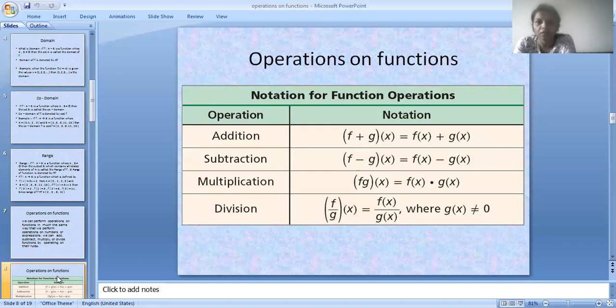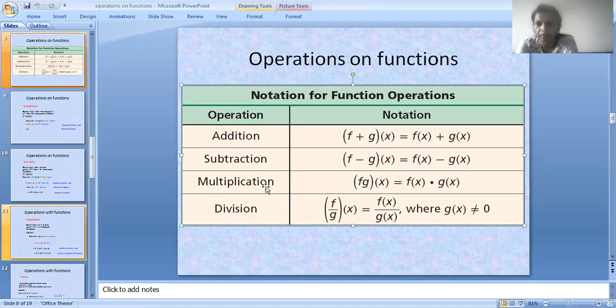Here, notation for a function operation. If we add two functions, then the notation is (f plus g)(x) is equal to f of x plus g of x. For subtraction, we write (f minus g)(x) is equal to f of x minus g of x. In multiplication, we write (f times g)(x) is equal to f of x times g of x. And for division, we write (f upon g)(x) is equal to f of x upon g of x, where g of x is not equal to zero.